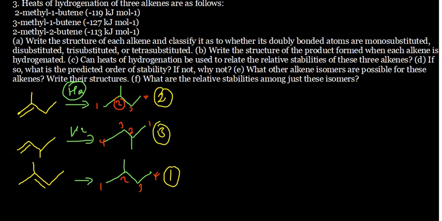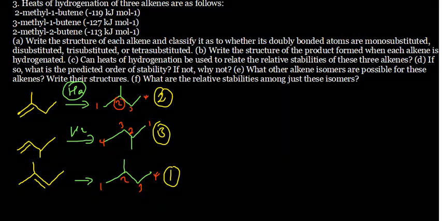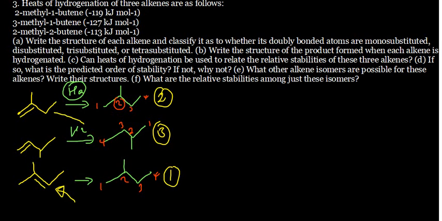For E, what other alkene isomers, or maybe we can even just use what we know to determine the stability. Instead of using these values, we can use the structures. We know that a trisubstituted is the most stable, followed by a disubstituted, and then a monosubstituted. So even from what we know, we are able to determine that. So for E, what other alkene isomers are possible for these alkenes? Write their structures. So what other alkenes are possible, the isomers possible for these ones?